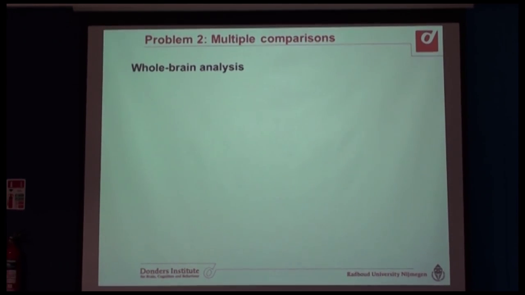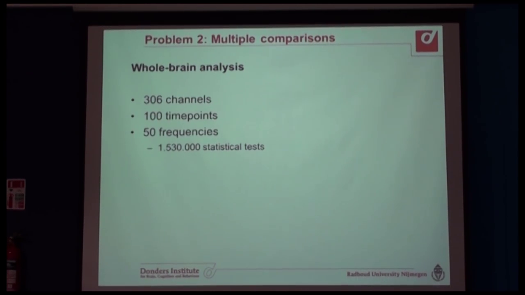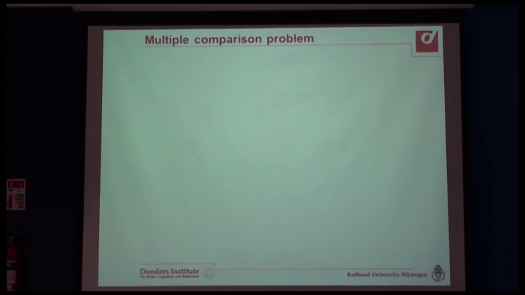The problem gets even greater if we look at whole brain analysis. Let's say that we have a Neuromag system with 306 channels, 100 time points, 50 frequencies. This is only a time frequency analysis of channel level data, and it gives 1.5 million statistical tests, which means that this is the number of false alarms if we were to assume that all of these channel time frequency points were independent. So the multiple comparison problem is a serious problem for MEG data.